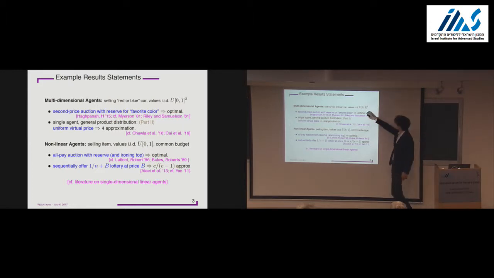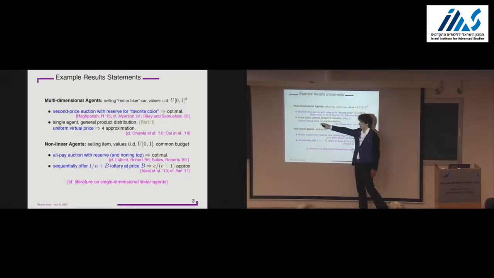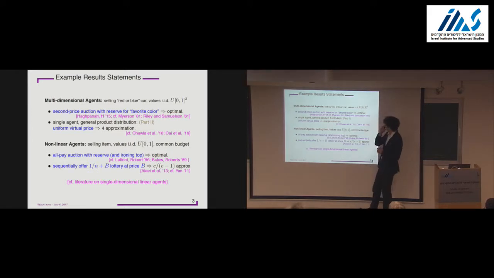Okay. So this was a little bit disappointing because it was only for a special uniform 0-1 case. What can we say for sort of any product distribution? And in fact, we can say, if I just have one agent, and I'm now going to say the one agent result, one agent, and they have a value for selling the red or blue car, which is uniform 0-1.